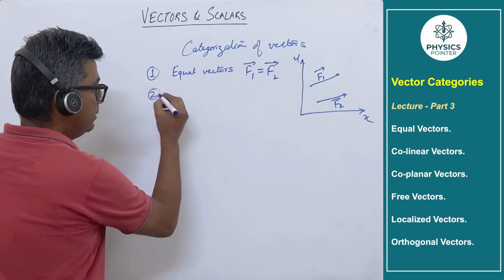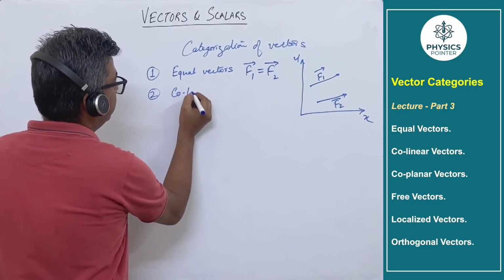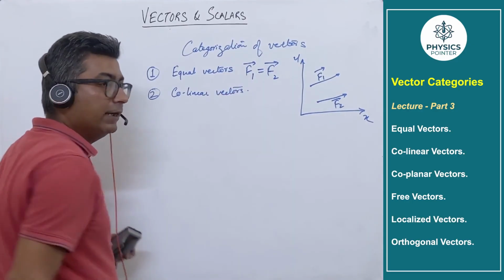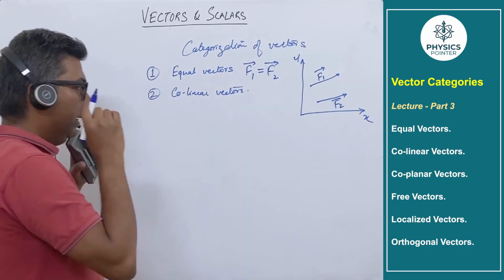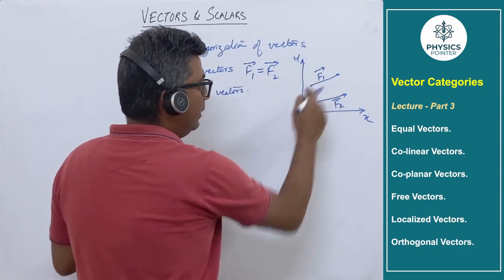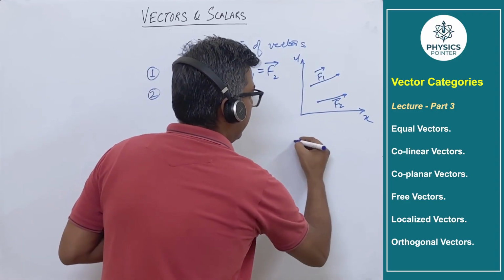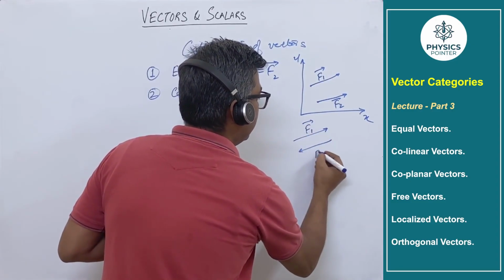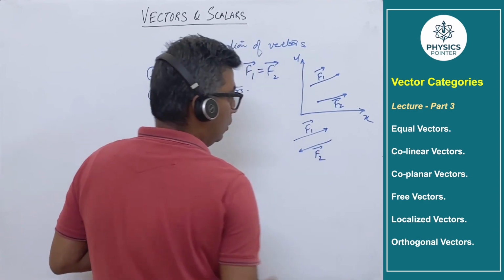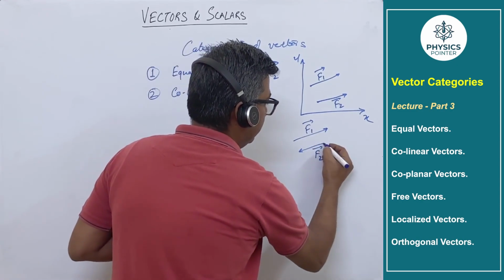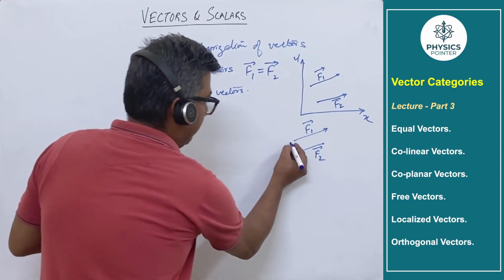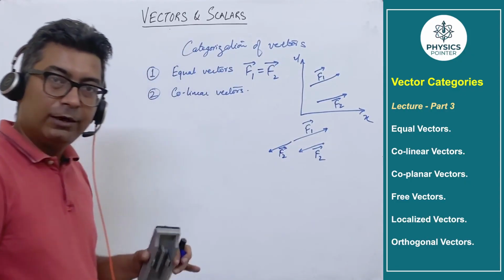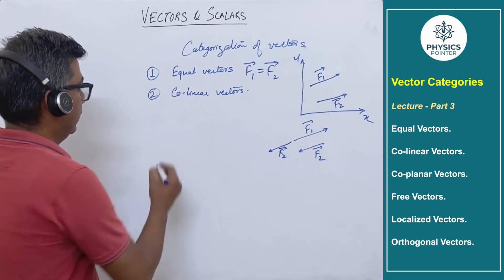Second thing is collinear. When we say collinear, that means they have to be parallel vectors. The only thing is I can have an F1 vector like this and an F2 vector in exactly the opposite direction. Also, the magnitude could be different. It could be that F1 is exactly right after this F2. So they are collinear.